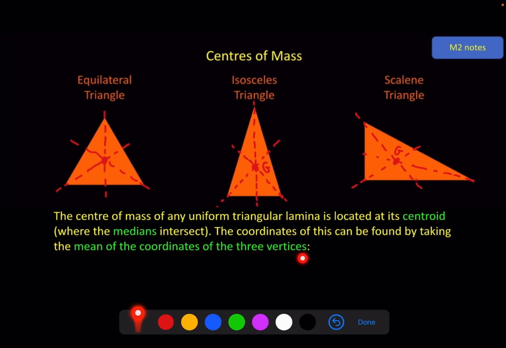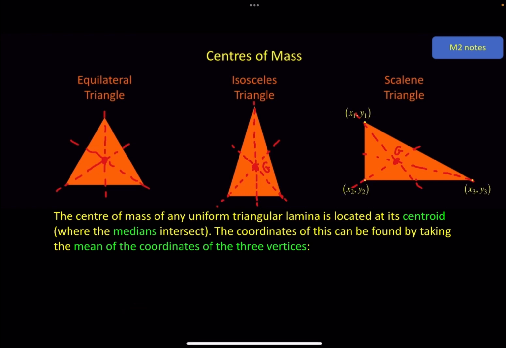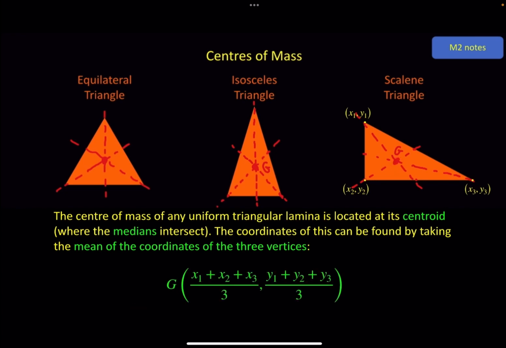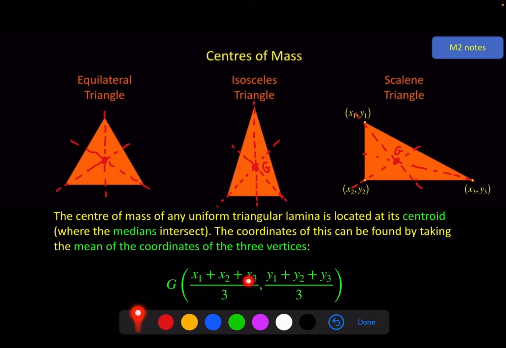the three vertices. So if I put on general coordinates here, x1, y1, x2, y2, and x3, y3, then the xy coordinate of G is simply the average. These three added together divided by 3, these three added together divided by 3. This is the x coordinate and this is the y coordinate of the center of mass of a triangular lamina. I think the rectangle and the circle are quite easy. This one you need to remember.